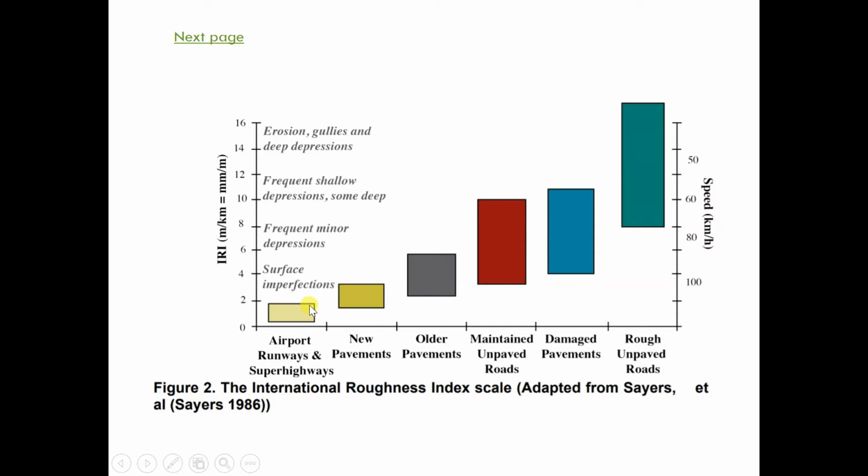New pavement is about 2 to 3. Older pavement can go up to 6, and maintained unpaved road could go from almost 4 to about 10. Damaged pavement can go up to 10 as well. The rough unpaved road can go anything from 8 to 16. Okay, so these are the scales that identify the different conditions.